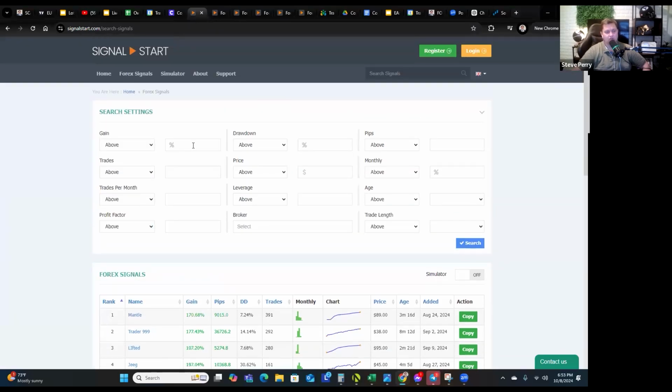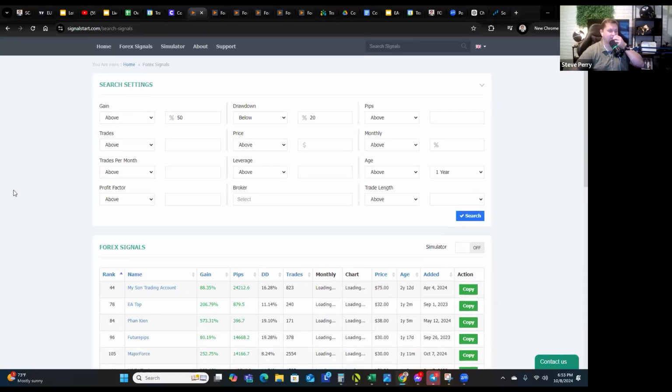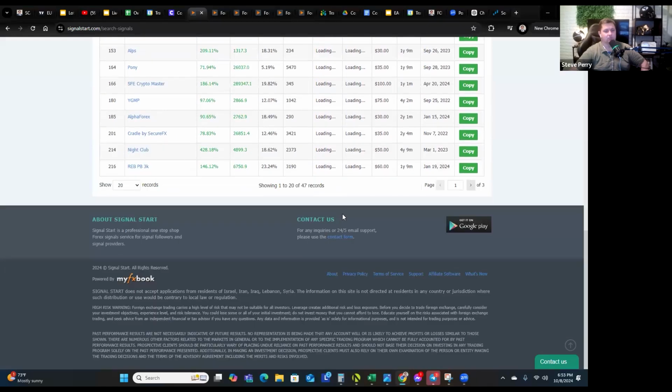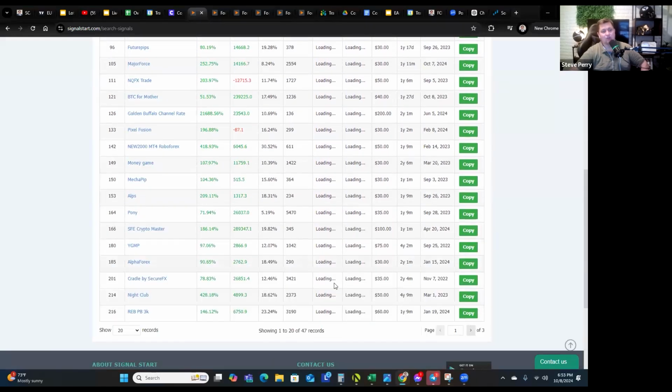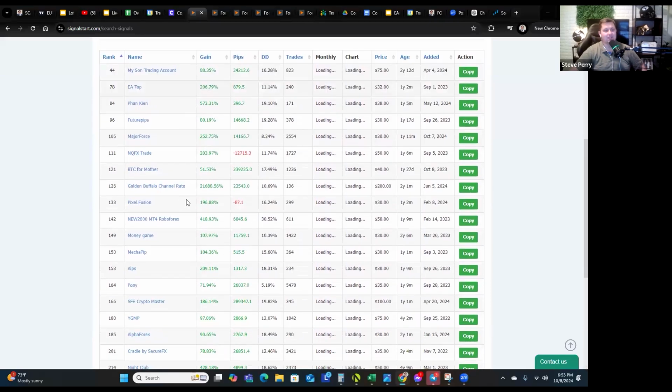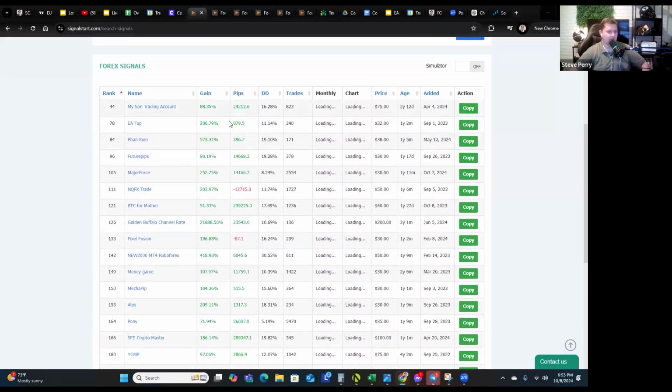So you can just kind of blindly look at these. Another way you can do this is to filter what you want. If I want something that's had a 50% gain, a drawdown of 20% or less, and that's been around for at least 1 year, you can just type this in here, click search, and that way you can get what you actually want. So now there's 47 results instead of 1,000 results. We've got 47 in here that we can look through and see if they make more sense. I wish they'd tell you how much money they have on here, but unfortunately they don't show you that.